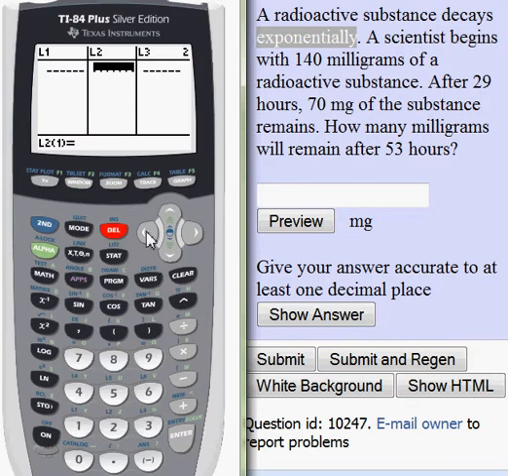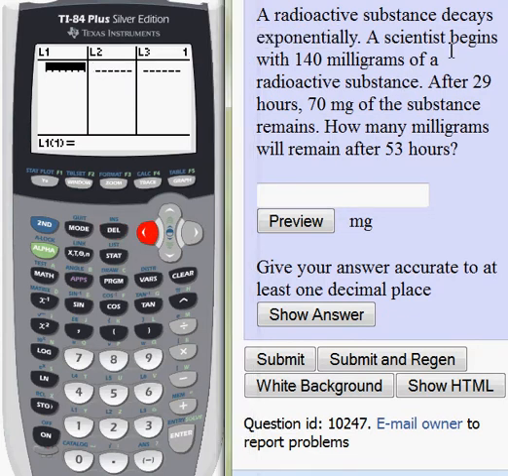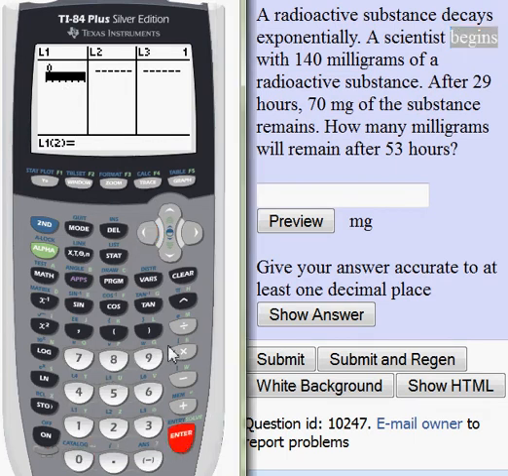I'm going to go back by pressing left. Now it said a scientist begins. I'm going to call L1 time and L2 quantity. So if he begins with 140 milligrams, that's time 0. So I'm going to type in 0, and then I'm going to right arrow over and type in 140 milligrams for my quantity. So it's important to keep straight that my input is time in L1 and my output is going to be quantity.